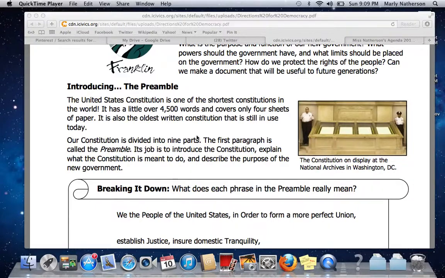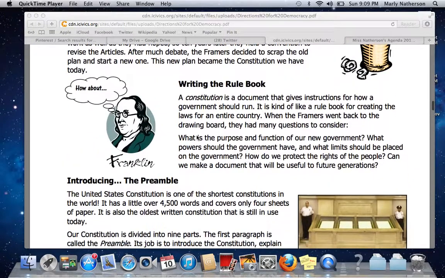All right, today we're going to talk about the Constitution, and I just want to remind you, I know that we've already learned this, but just to go back and review, a Constitution is a document that gives instructions for how a government should run. So it's kind of like what we've called it in class, the rule book.